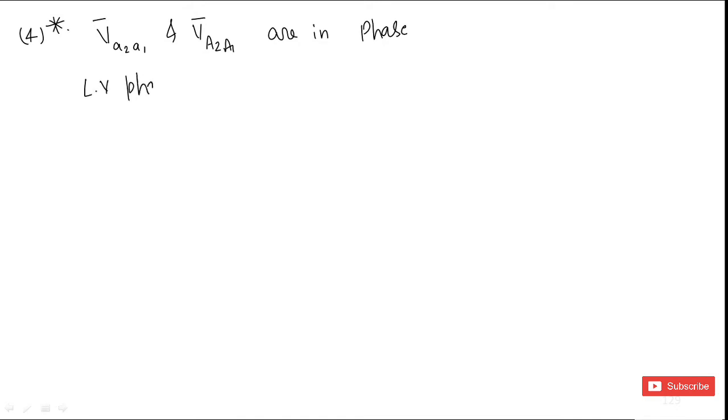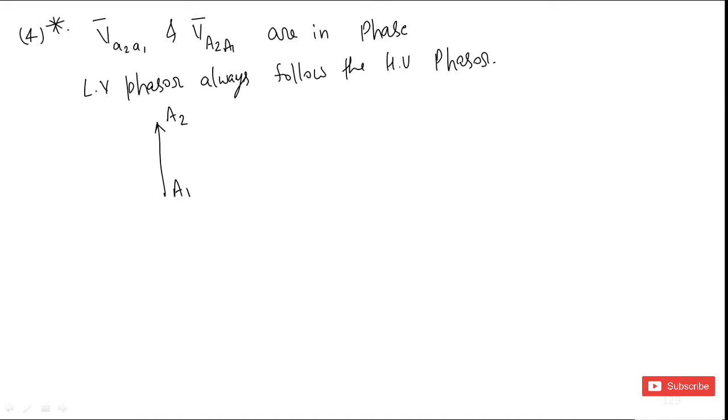LV phasor always follows the HV phasor. Means in high voltage side, if the voltage is induced in this direction, for example, in this phase A2, A1, the secondary side also, you will get the same phase, same induced voltage in the coil in the same phase. Okay, so this is very important, same phase.